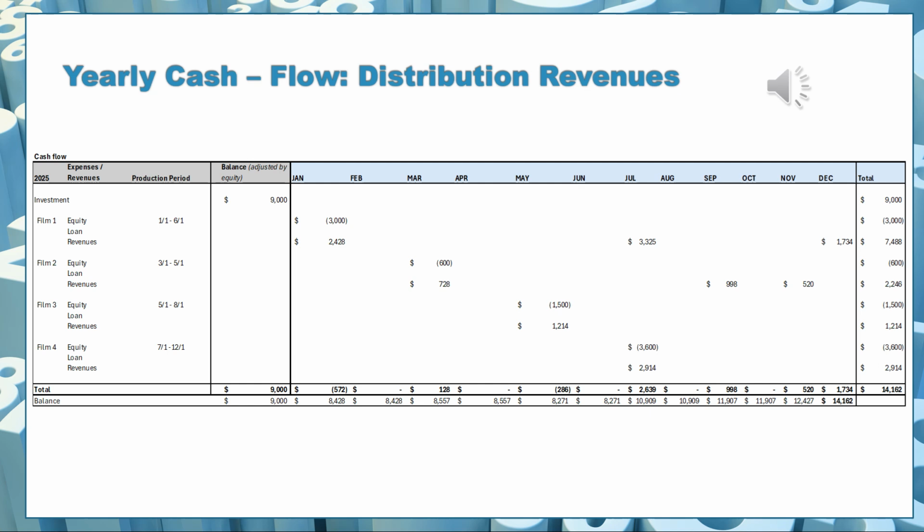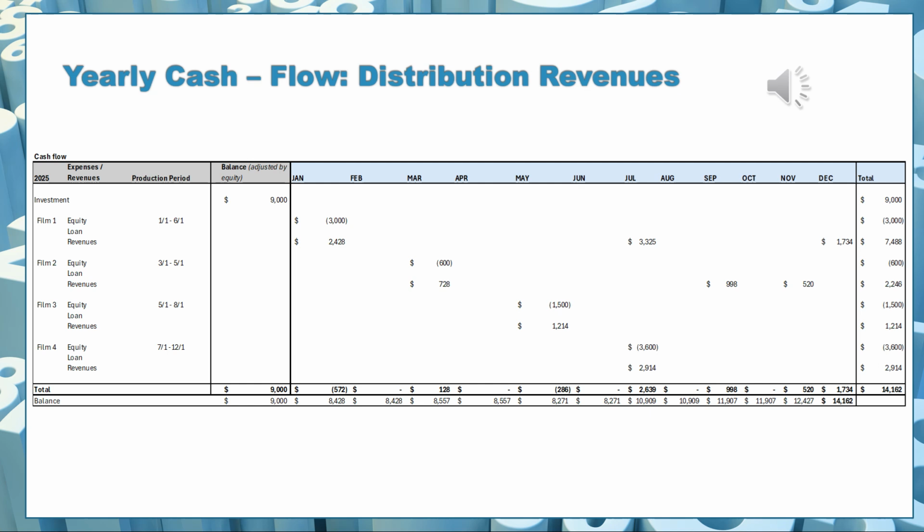So our $10 million movie generates $2,428,000 in the first installment from international distribution rights on closing. So that will be basically our pre-sales. And then the next installment would be due 6 months after that. And that is our US distribution revenue that's coming in July for film 1.